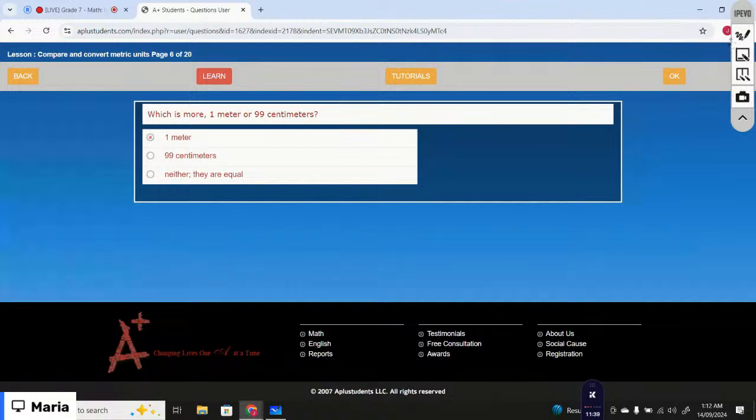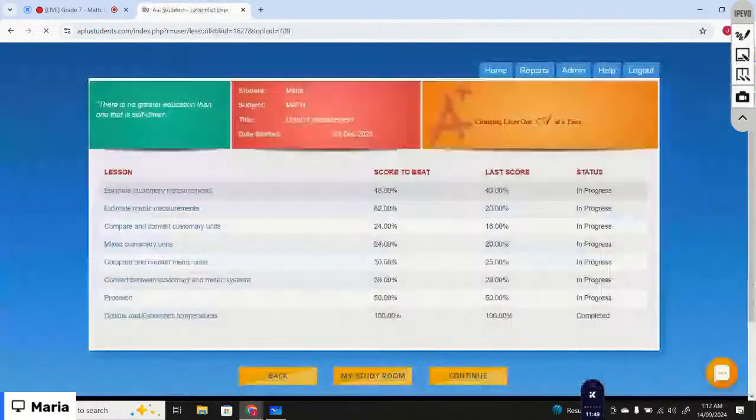Okay, you can complete the lesson by yourself later today. Let me just move on to the next lesson. The next lesson is convert between customary and metric systems. So let's just start with the lesson.